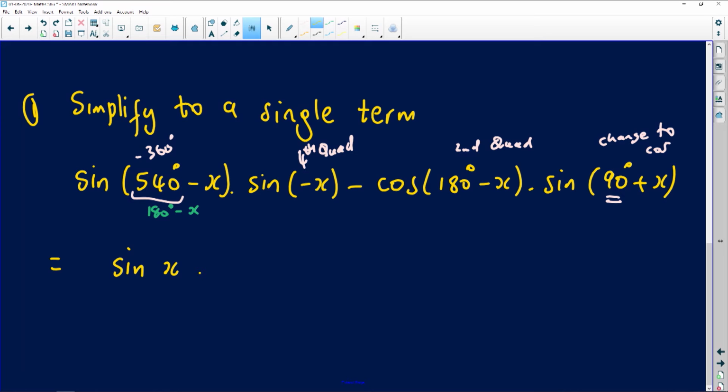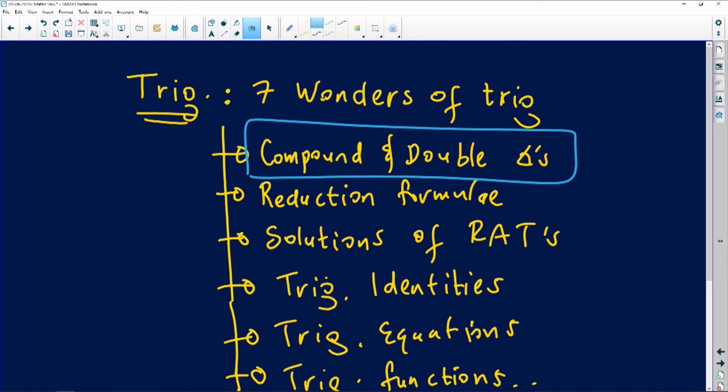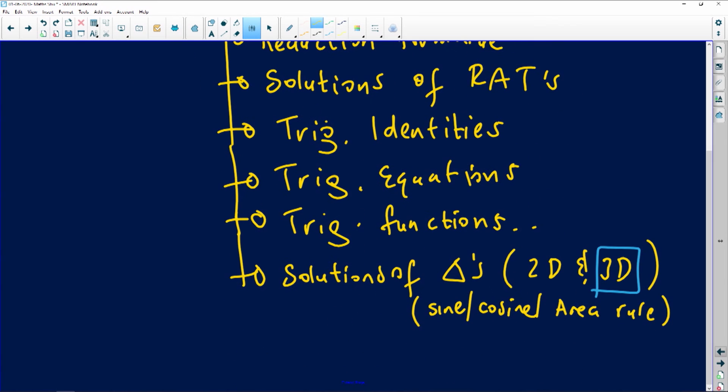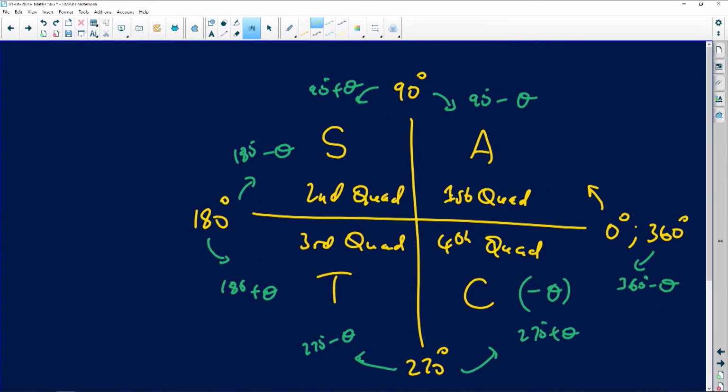Now, sine of negative x. Negative angles lie in the fourth quadrant because they are a clockwise way of looking at angles. And in the fourth quadrant, if you think about it, the only trig ratio that is positive in the fourth quadrant, let's go back and check the fourth quadrant, is cosine.